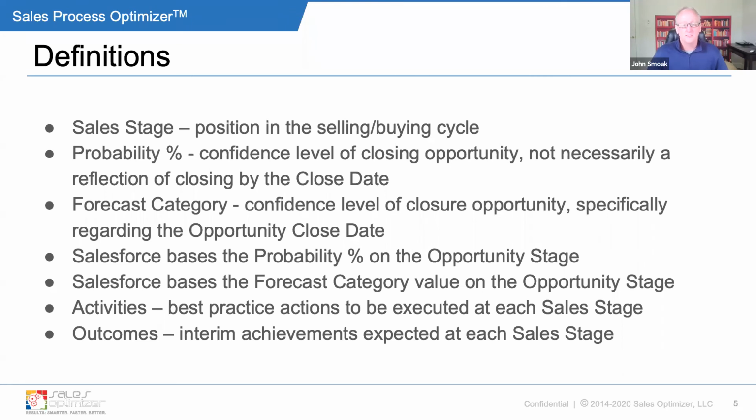The last two things I want to bring up are activities and outcomes. Activities would be those best practice actions that you want to be executed at each stage of the sales cycle. Again, this is where your team is doing something in a consistent manner. It makes sure things don't fall through the cracks. New reps coming on board understand more quickly what they should be doing at every step of the way. So activities are a critical component of your sales process design.